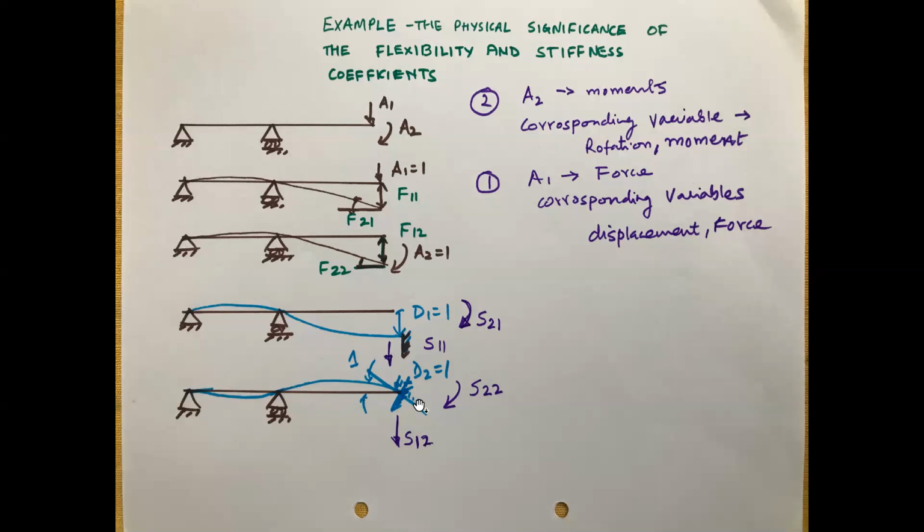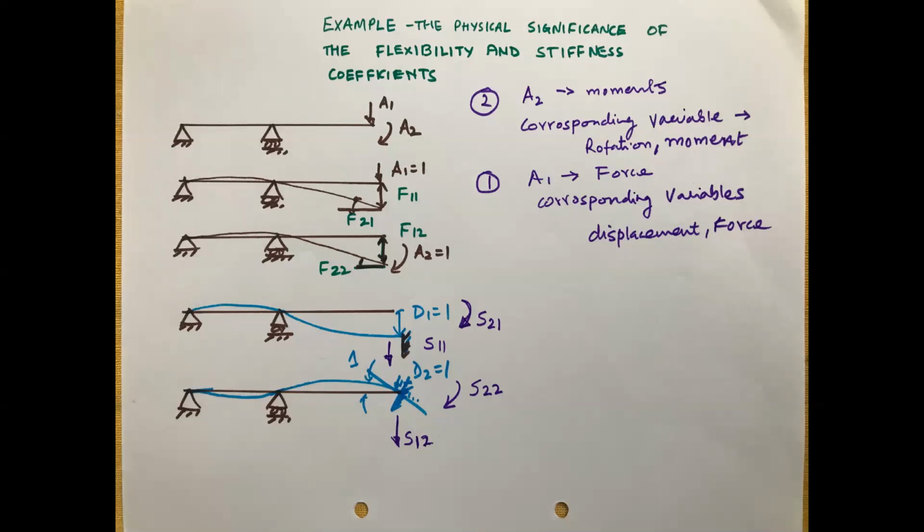The last diagram says now we have already taken care of vertical unit displacement to generate the stiffness coefficient. Now we will apply the unit rotation. So you can check the diagram here how I have shown D2 is equal to 1. D2 is your rotation is equal to 1. We'll generate another stiffness coefficients. Name it S12 and S22.